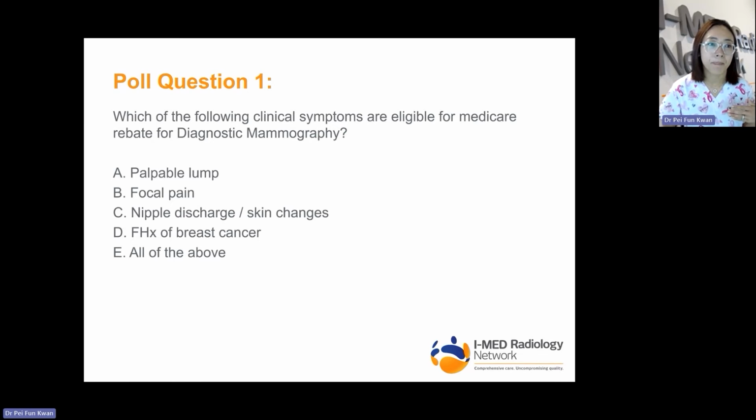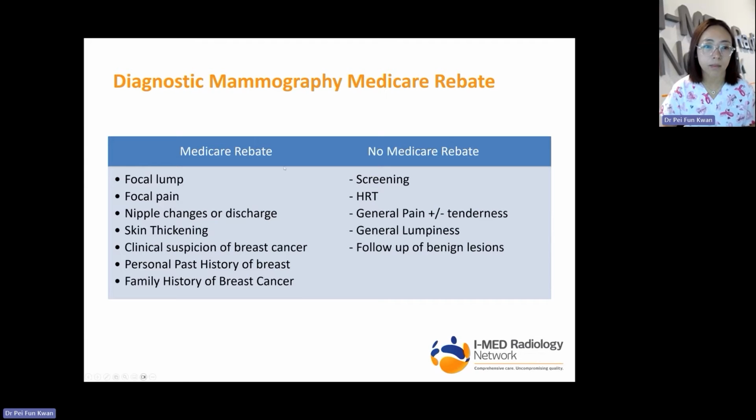Now I'm going to go through this Medicare rebate so that everyone's clear that the Medicare rebate is funded for focal symptoms, any suspicions of breast cancer, if your patient has any personal past history of breast cancer or any strong family history of breast cancer. However, it does not rebate for screening mammogram because that's done at breast screen. And if you have general symptoms, general lumpiness and follow-up of benign lesions, unfortunately there is no Medicare rebate for these indications.